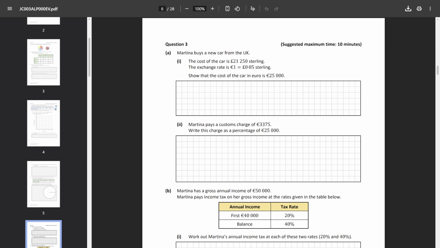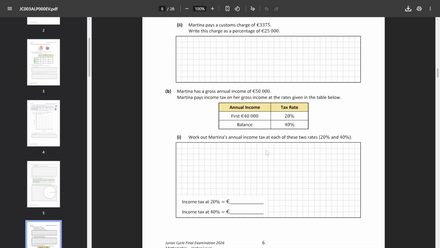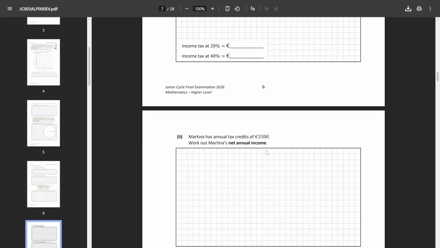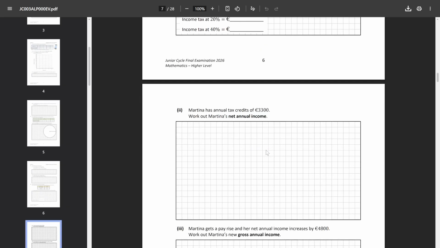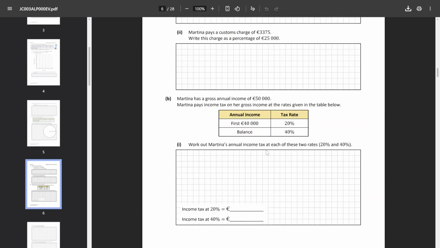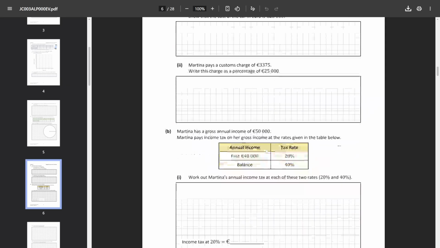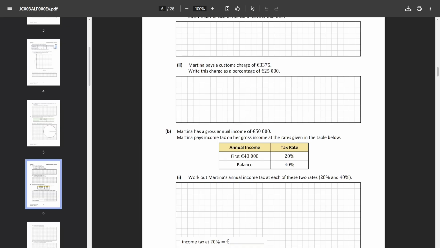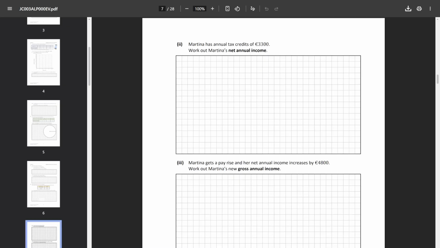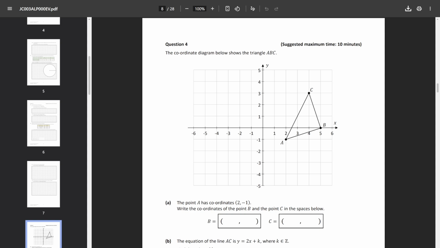Part three. So again, some pretty nice conversion of currency questions. And then working out income tax. And this one also had net annual income. Now, again, the question department of the SEC, because this question is very, very similar to one that appeared in the Leaving Cert Ordinary Level paper. The only difference is that they actually added color to this particular paper. For some reason, the higher level papers, or the Leaving Cert papers in general, are not very colorful, which I'm a little bit against.